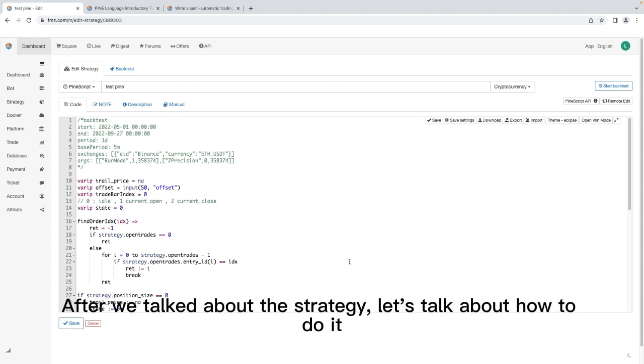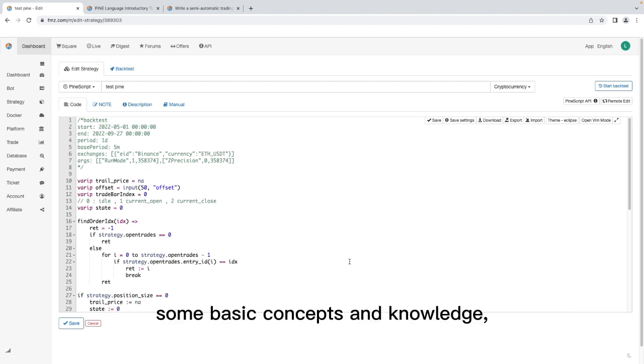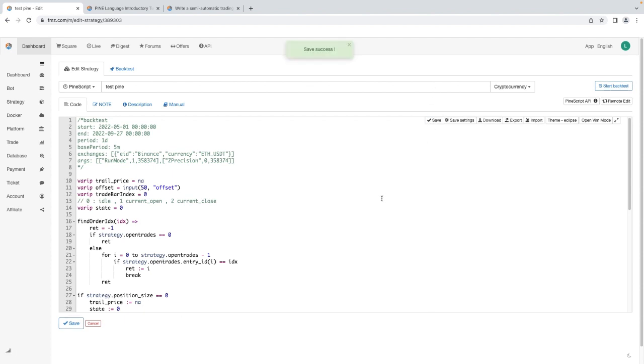After we talked about the strategy, let's talk about how to do it in practice. Because our course is mainly practical, after learning some basic concepts and knowledge, we'll use it in practice. Let's save the strategy and then create a robot directly.